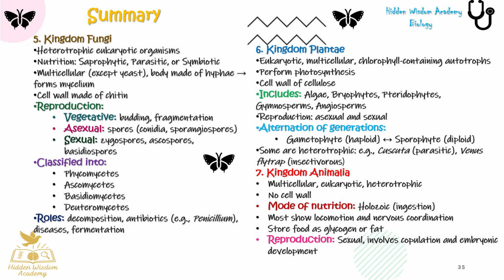7. Kingdom Animalia. They are multicellular, eukaryotic, heterotrophic. They have no cell wall. Mode of nutrition: holozoic, ingestion. Most show locomotion and nervous coordination. They store food as glycogen or fat. Reproduction: sexual, involves copulation and embryonic development.